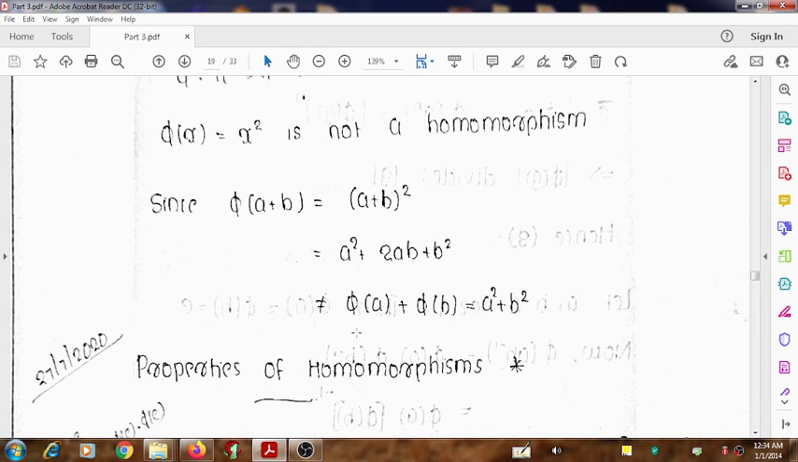Thus, we have seen many examples of homomorphisms, and the last one is not an example of a homomorphism. It gives us a non-example of a homomorphism.